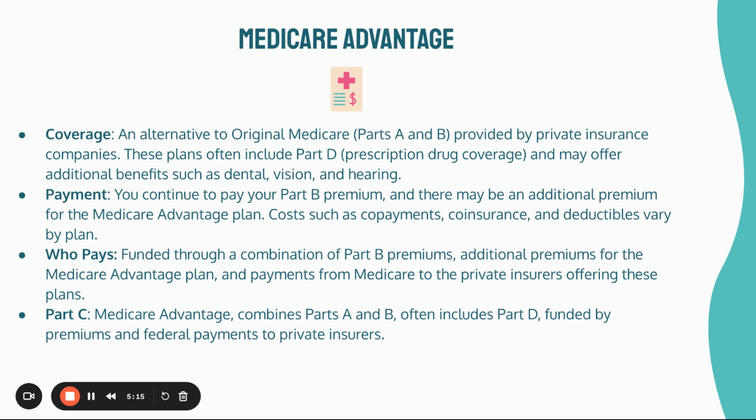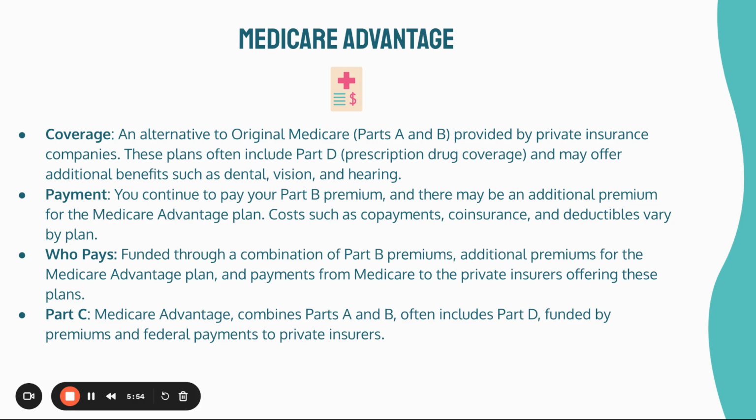So these plans often include Part D, which is prescription drug coverage, and may offer additional benefits such as dental, vision, hearing, and even wellness can also be covered through Medicare Advantage. So as you see, if you are 65 and above, Part A and Part B cover only hospital coverage and medical insurance coverage. In case you want extended coverage on top of what is already provided as part of Part A and Part B, Medicare Advantage is the solution.